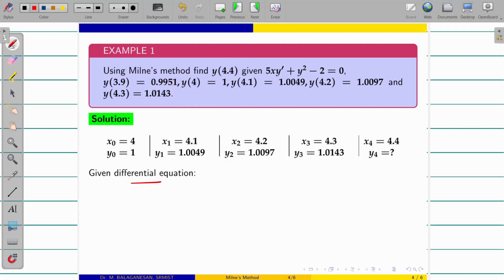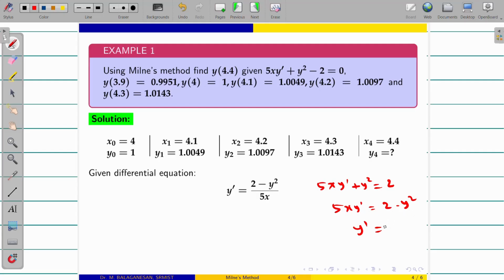Given differential equation, how to write it? We have to keep the y dash derivative only on the left hand side. So y dash equivalent to... 5x y dash plus y square equal to 2. I have to find 5x into y dash equivalent to 2 minus y square. I have to find y dash only. Derivative should be on the left hand side. All the values should be on the right hand side. That should be our function.